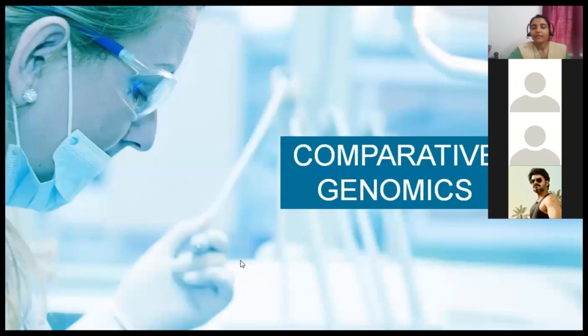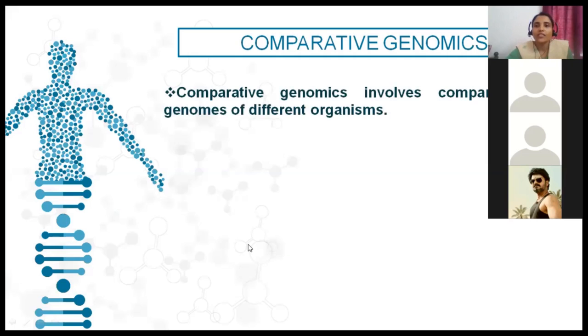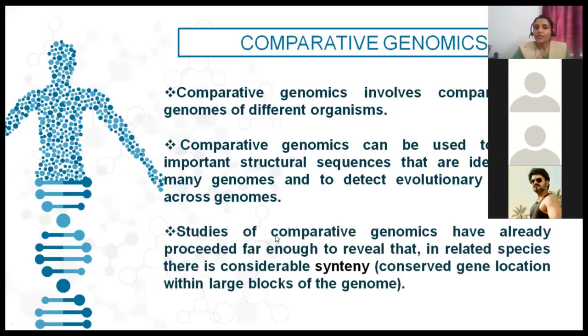Next is comparative genomics. Now, what is comparative genomics? Comparative genomics involves comparing the genomes of different organisms. From the name itself, it's very clear. Comparative genomics can be used to define important structural sequences that are identical in many genomes and to detect evolutionary changes across genomes. Studies of comparative genomics have already proceeded far enough to reveal that in related species there is considerable synteny, that is conserved gene location within large blocks of genome.